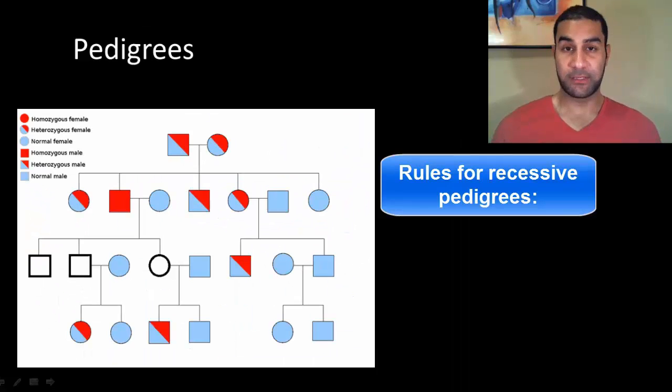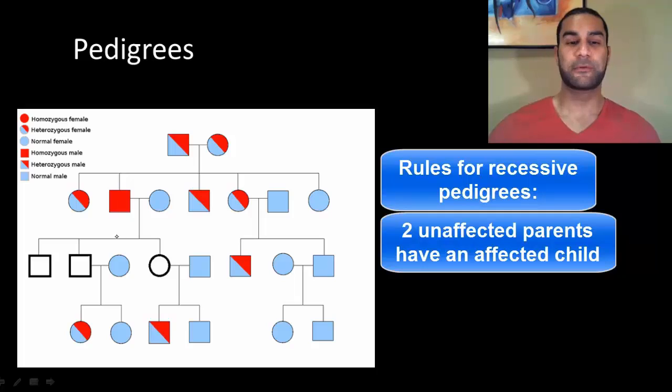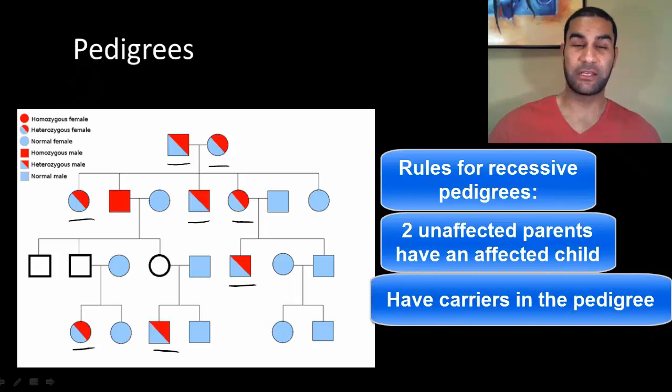If it's dominant, that means that there can't be an individual that's fully affected that has two parents that are not actually affected. And if you look here, there are a lot of people that are half shaded, like these people here. These people are not actually affected, but they're carriers for the trait. So if you ever see people who are half shaded in, it's not always something like a diagonal line.